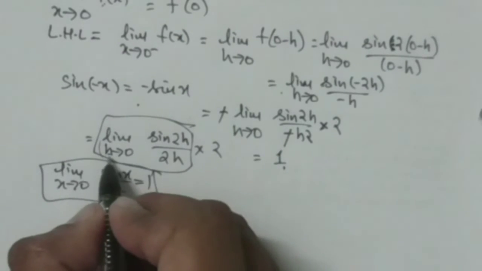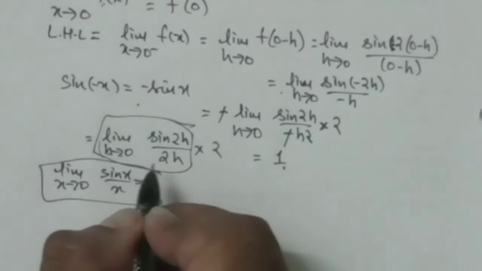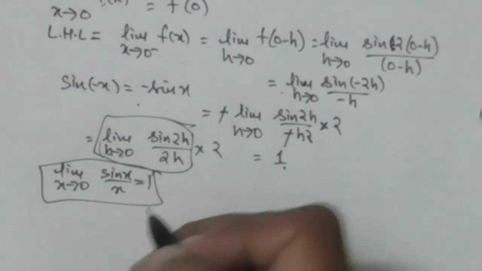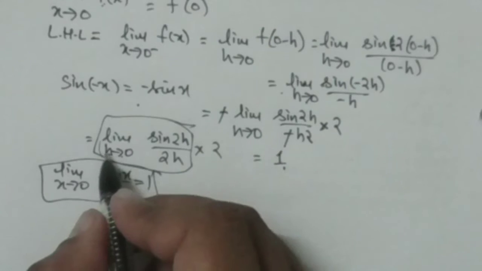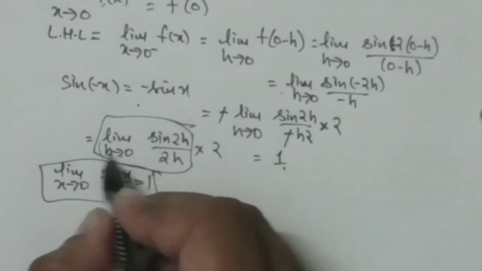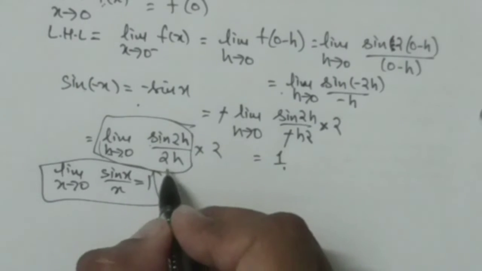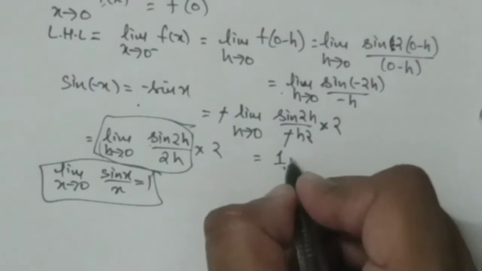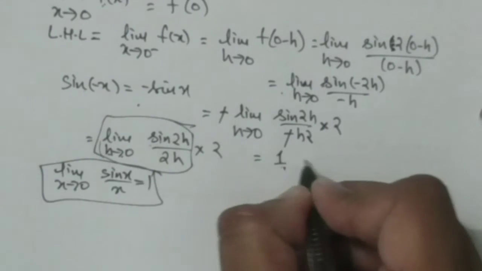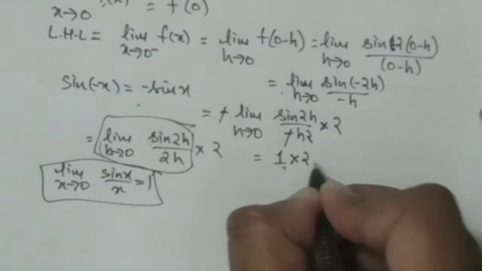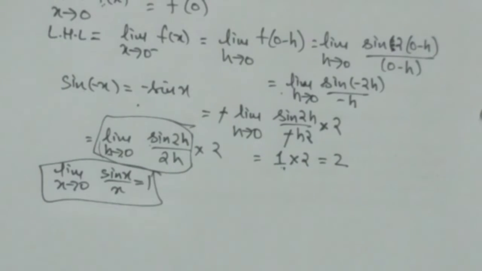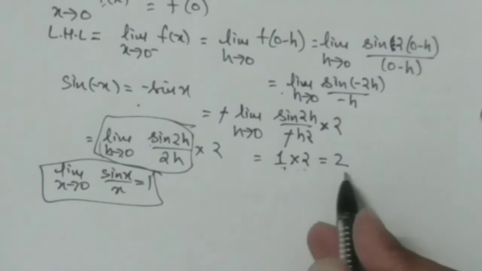So here, as you can see, h tends to 0, therefore 2h also tends to 0, right? So since limit 2h tends to 0 sine 2h upon 2h, it will be equal to 1. So now this complete expression will be equal to 1 into 2, that is equal to 2. So left hand limit is 2. Left hand limit of f(x) at x is equal to 0 is 2.